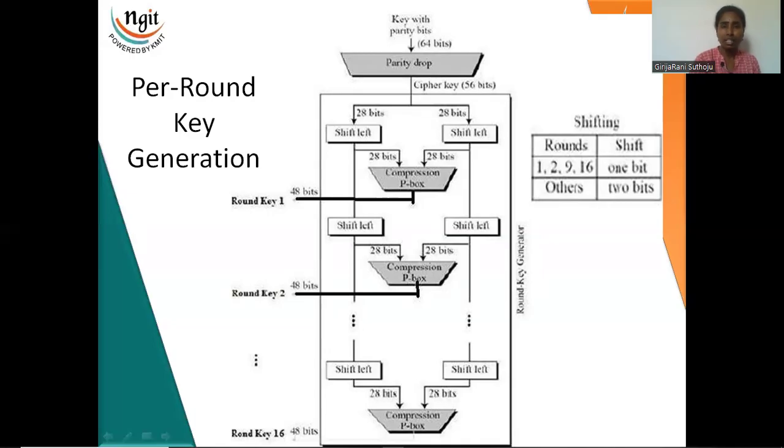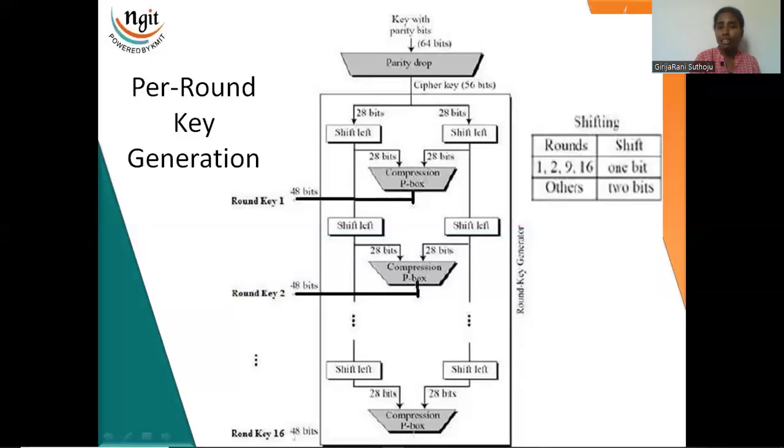Now, see here, 64-bit data, drop the parity, that is the last 8th bit column will be ignored, so that we get 56 bits, converted into 2 halves, I mean 28, 28. Now, shift left. Okay, if it is round 1, 1 bit shift left. Yes. Next, go with the compression box.